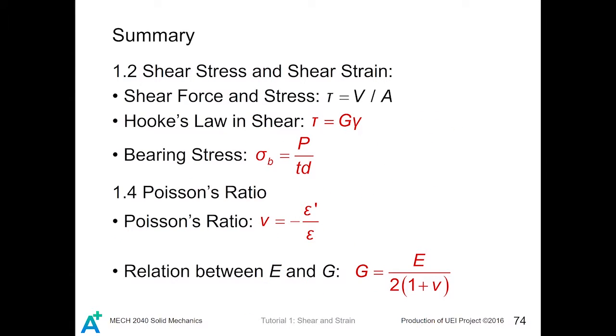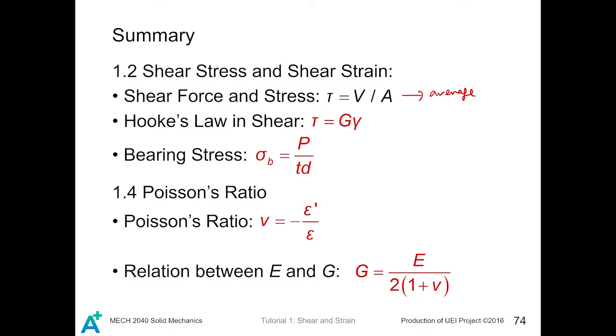We also discussed the shear stress and the shear strain. The shear stress is given by tau equals to V divided by A. V is the shear force and the tau is the shear stress. A is the cross-sectional area. Notice that it is a kind of average.